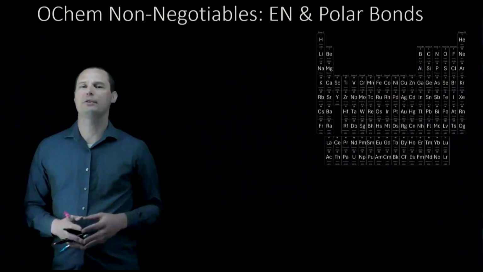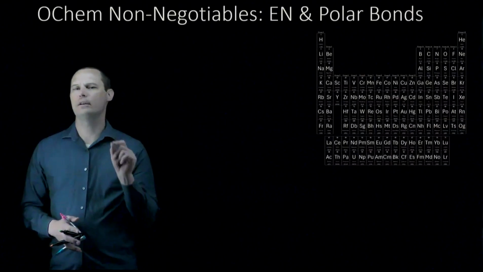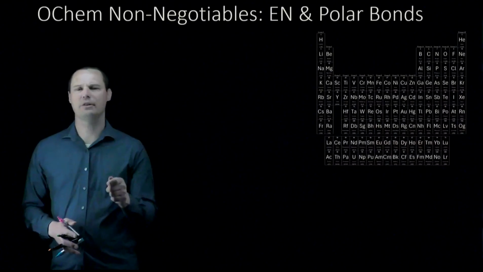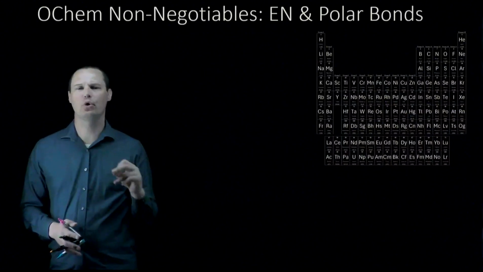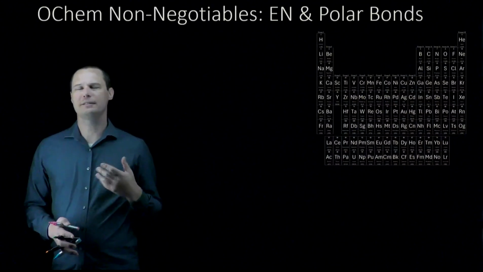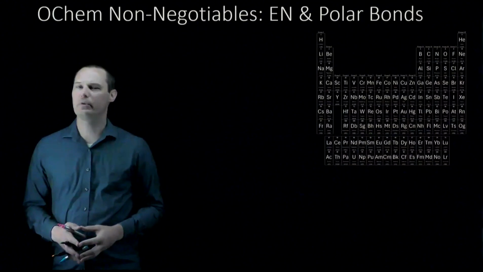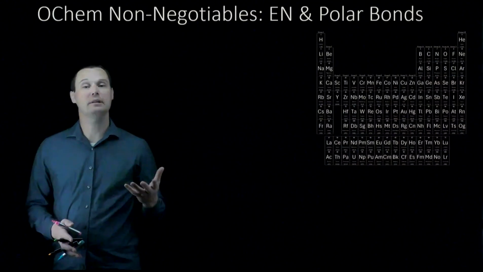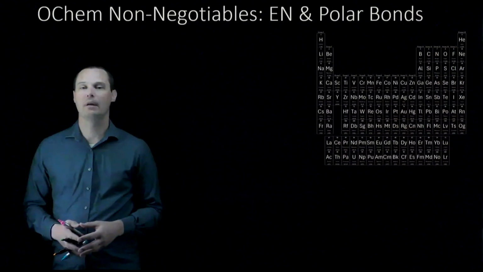There are a few topics in organic chemistry that I call the non-negotiables. These are the things you have to understand, you have to master, you have to know cold if you want to succeed in organic chemistry. Without these non-negotiables, success is going to be really hard to find. One of them is electronegativity and polar bonds.